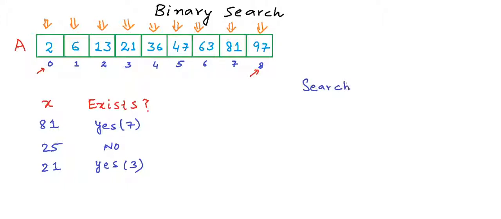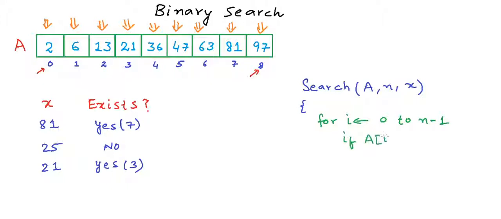Let's say I want to write a method search that takes an array A, its size n, and the number x to be searched for. The code would be: we will run a loop starting 0 till n minus 1. So for i starting 0 to n minus 1, if the element at index i is equal to x, then we return i, which means returning the position at which we have found the element x, and our search will be over. And if we cannot find any such i, then we return minus 1. Returning minus 1 means that we could not find x in the array A.